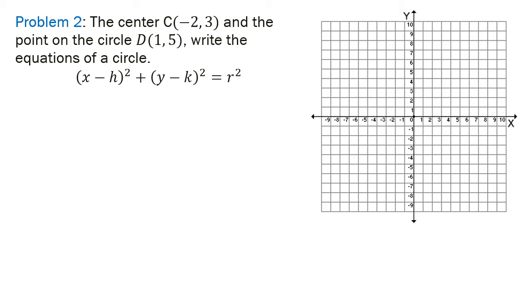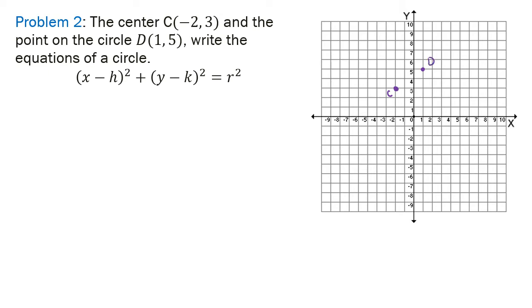The center is (−2, 3), and the point on the circle is (1, 5). Write the equation of the circle. So if we plot this point, (−2, 3), here's our center of the circle. The point they mention is (1, 5). This is actually on the circle.